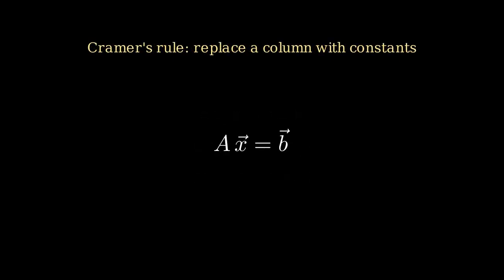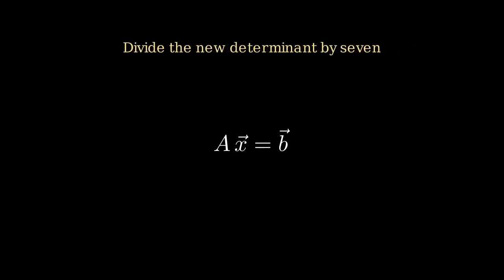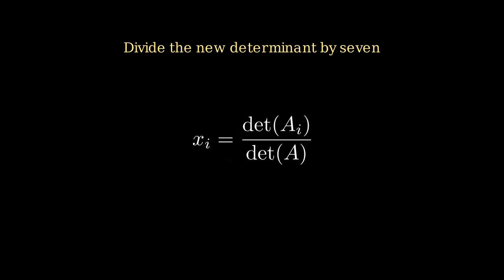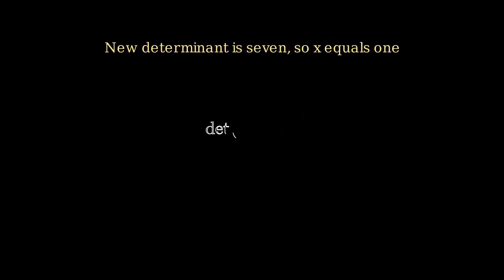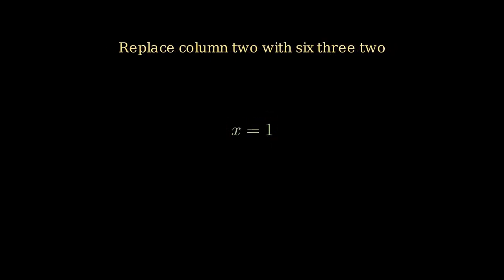To solve using determinants, we use a method called Cramer's rule. For each unknown, we replace its column in the original matrix with the column of constants from the right-hand side, calculate the determinant of this new matrix, and divide it by the original determinant, which we already found to be 7. To find x, we replace the first column of the matrix with the constants 6, 3, 2, giving a new matrix with top row 6, 1, 1, middle row 3, negative 1, 1, and bottom row 2, 2, negative 1. Expanding this new determinant using the same cofactor method gives a value of 7, so x equals 7 divided by 7, which equals 1.